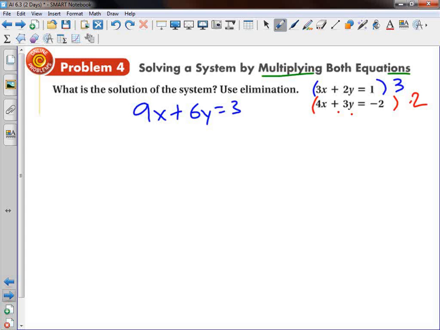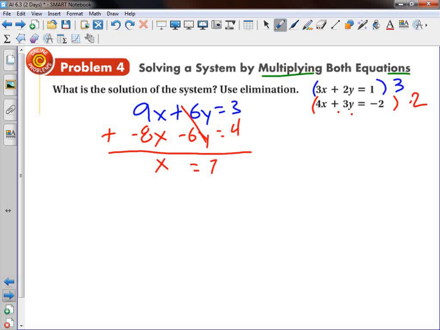-2 times 4x, -8x. -2 times 3y, -6y. -2 times -2 is a +4. Let's add these together. I get 9x plus a negative 8x is x. The 6y's eliminate, and then we have 7.